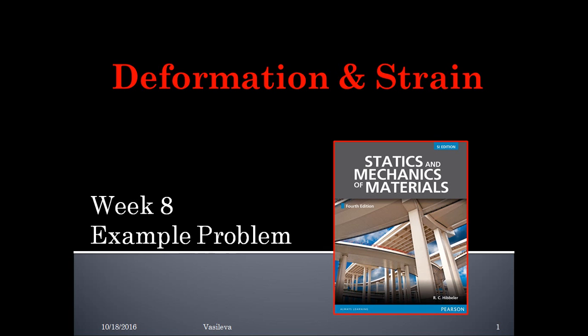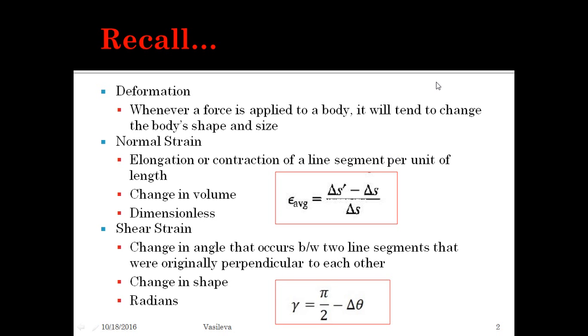Today we're going to cover deformation and strain. So first, let's go through some quick definitions. Deformation: whenever you apply force to a body, it tends to change the body in shape and size. Pretty straightforward. So normal strain basically just makes your body either longer or shorter. So this means there will be a change in volume. Like if you have a cube and it gets shorter, your volume is going to decrease.